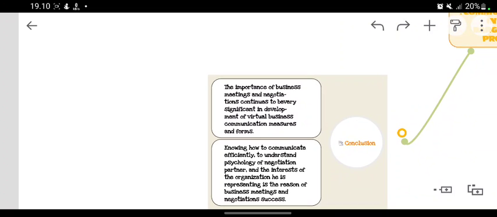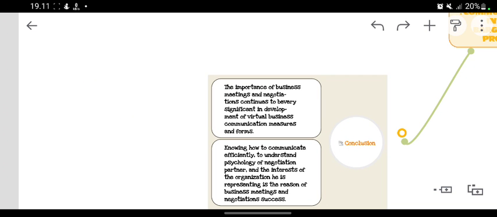Now let's go to the last part, the conclusions. The importance of business meetings and negotiations continues to be very significant in development of virtual business communication measures and forms. The most important agreements take place at meetings face to face and will be so for a long time. Business conversation is one of the best and most acceptable ways to convince your interviewer of the validity of our own positions, so that he will agree with the opponent's positions and will adopt or maintain them.